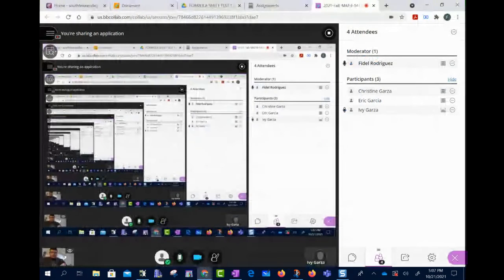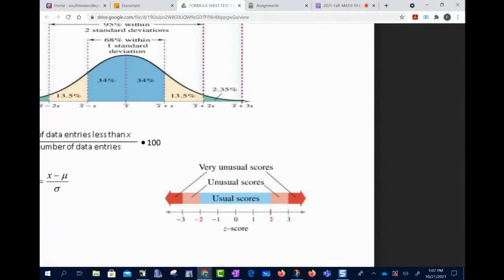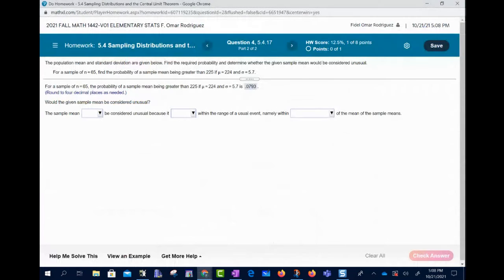And so look, y'all, I'm going to share something with you guys here. I know that looks weird. Remember here were my unusual scores. So in order for it to be unusual, it would have to be between 2 and 3 or more than 3, something like that. My z-score would have to be more than 2 or more than 3 deviations away, right? So if I come back here, I would say the sample mean would not be considered unusual because it does not lie, or it lies within the range of an unusual event, namely within, let's see, 1 standard deviation of the sample mean.